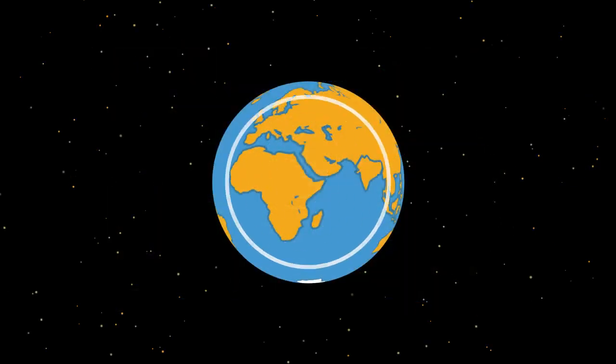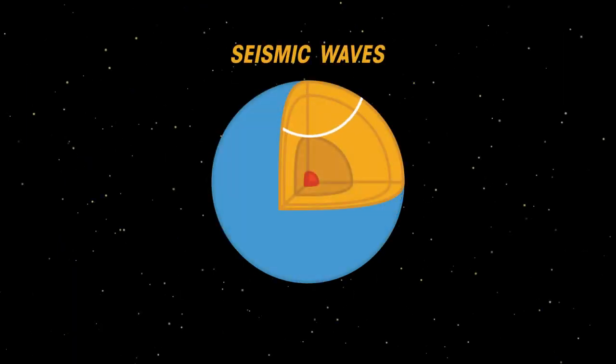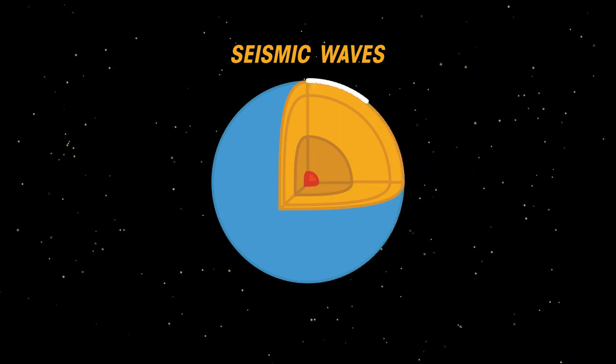Earthquakes create shock waves, like a bell ringing, known as seismic waves, and these travel both deep into the Earth and around its surface. Two types of seismic waves are made, and each is quite different.